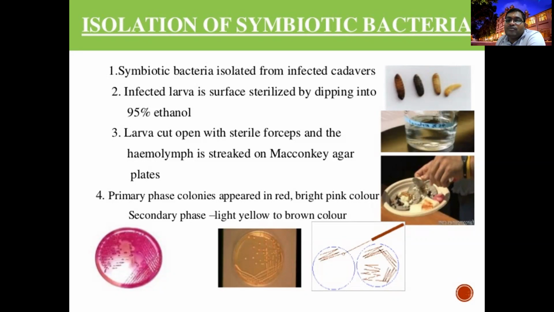In the MacConkey medium, if it gives a red color, it is an indication that this symbiotic bacteria has been isolated from this cadaver. Using this MacConkey agar, you can mass multiply it. These bacteria you can spray with other chemical pesticides, or spray directly on the insect. The insect should eat it, and it should reach the hemocyte.